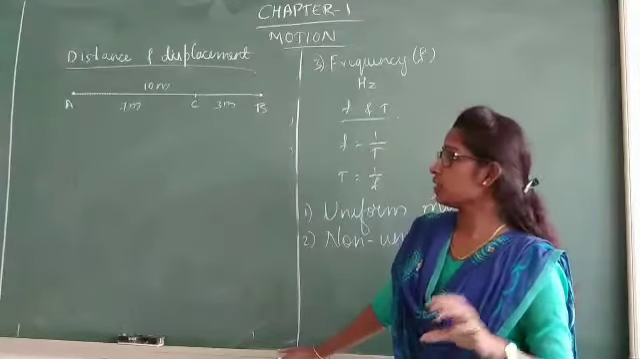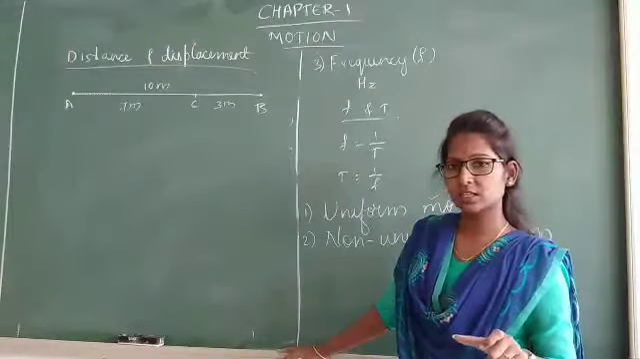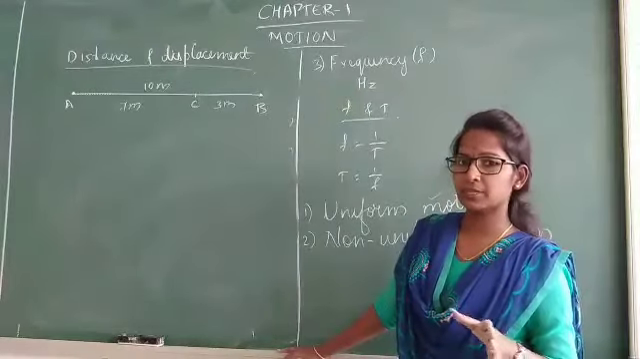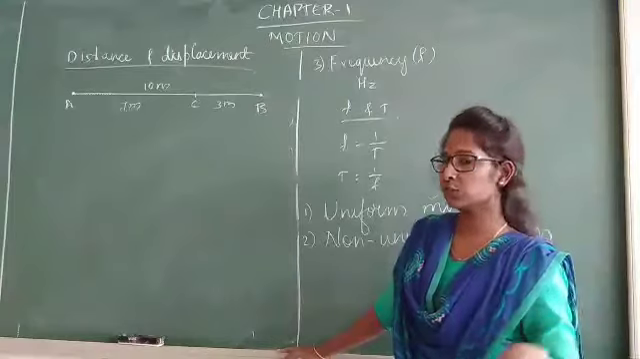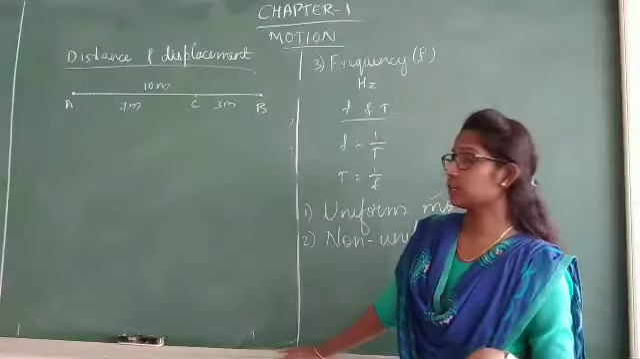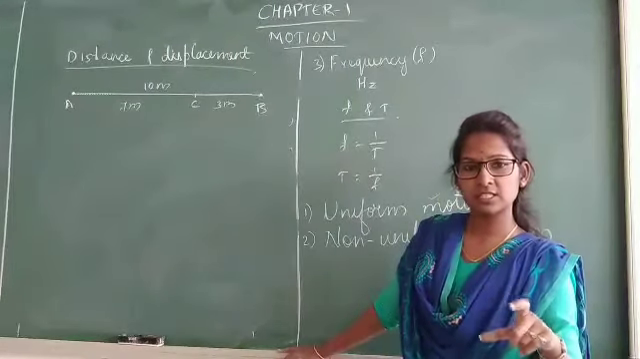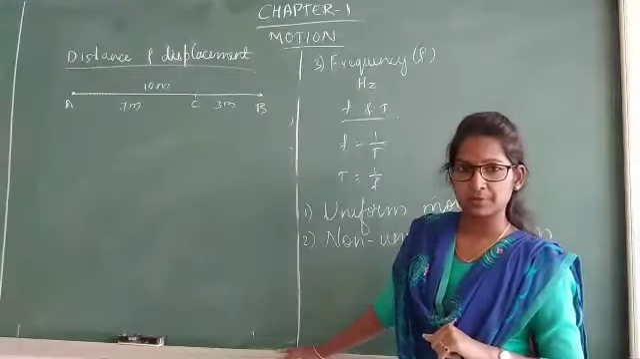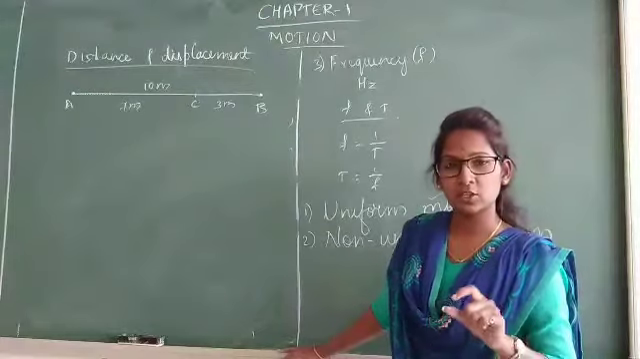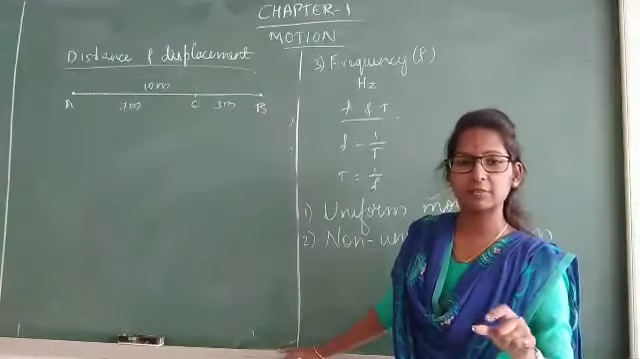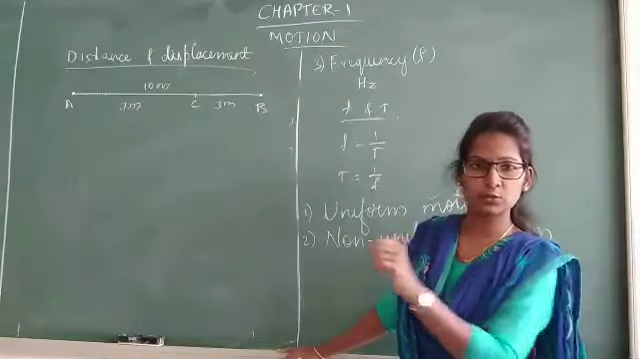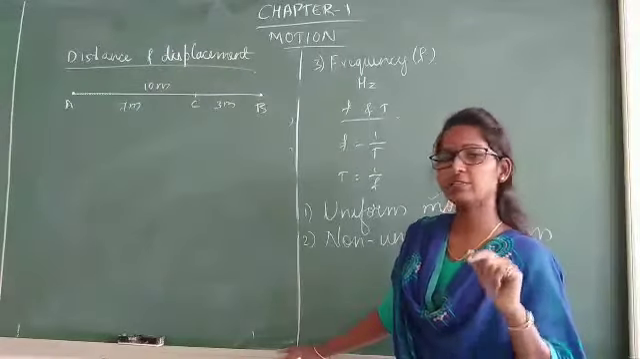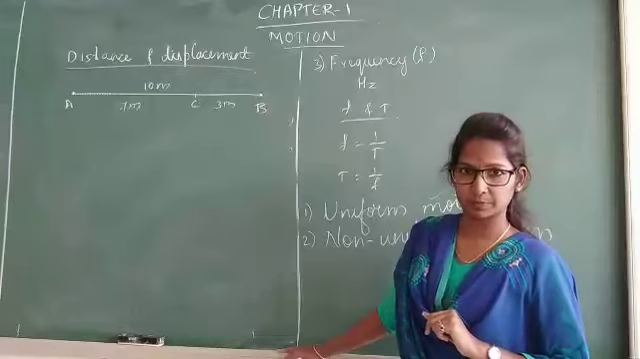You should always measure the shortest distance between the initial and final point. Even though the person has traveled a long route, you should consider only the shortest distance between the initial and final point. That will give displacement. If you have 2 points, the shortest distance is always the straight line between the 2 points. That straight line will always give you the displacement.